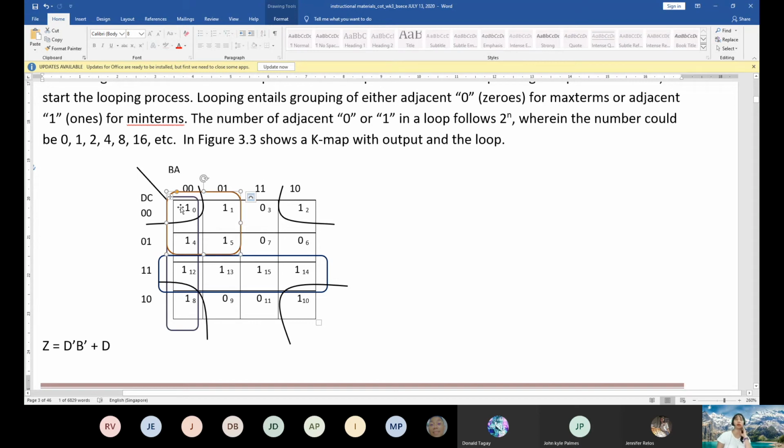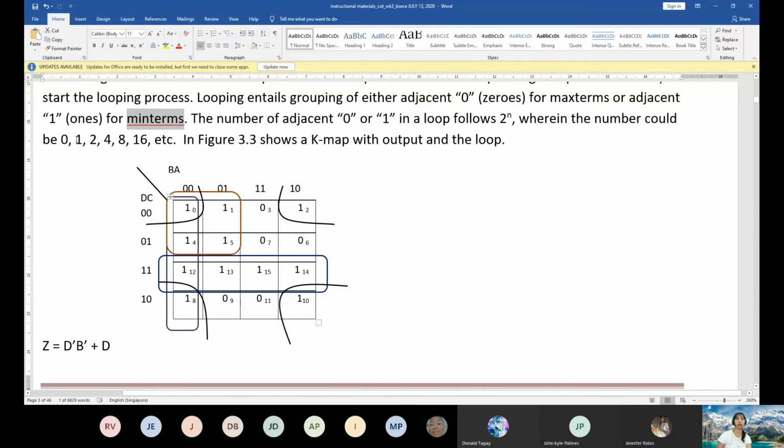So again, for K-map, looping is done. If you're going to loop for 1, you want to include in the loop the adjacent ones. That means you are after min terms. So you'd like to simplify using min terms. Min terms again correspond to outputs of 1. We can only include in the loops adjacent ones.